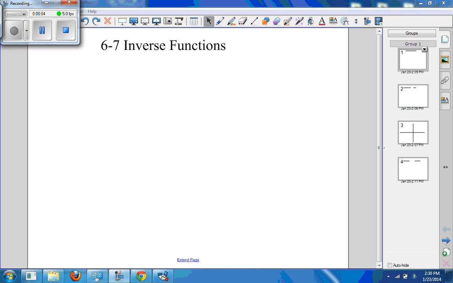Alright, welcome back. This lesson is going to be on inverse functions. So everything has inverses and opposites, right? Multiplication, division, addition, subtraction.